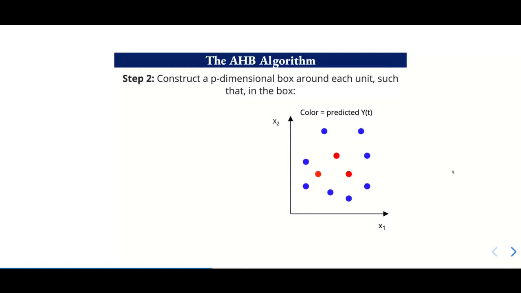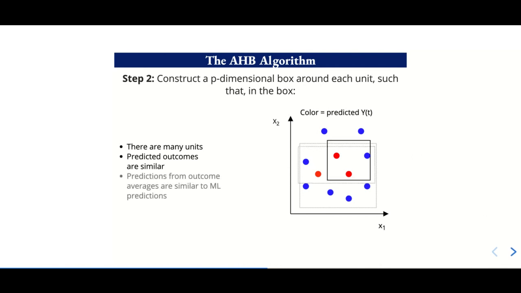Step number two, we're going to take all our matching units and construct a p-dimensional box, where p is the number of features that we have, according to these rules. Number one, there need to be as many units as possible in the box. Number two, the predicted outcomes from the previous stage need to be similar among units that are in the box. And number three, the predictions that we get by averaging observed outcomes of units in the box need to be similar to the predictions that the machine learning model makes for the same units. And so as you can see, as we add units, our potential box restricts itself and it gets to this optimal shape.